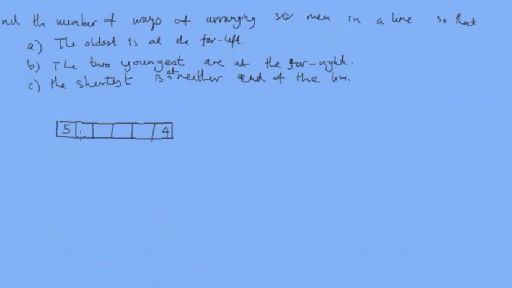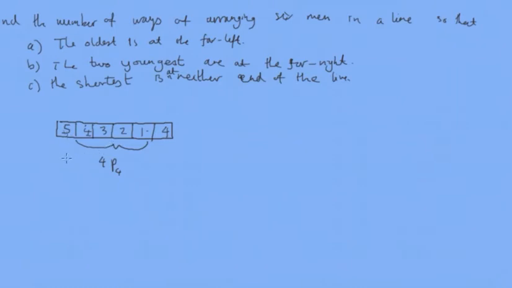And so in the middle places, you can have 4 men, because 2 are placed here. So you can have 4, 3, 2, 1 are the remaining men. So in the middle here, there's 4 men being changed around.